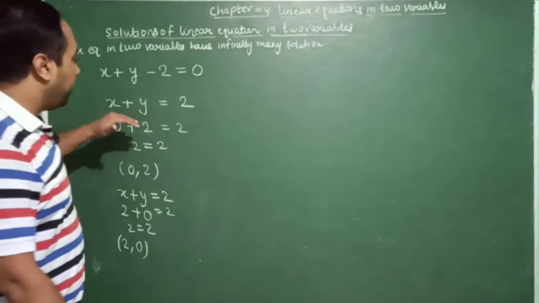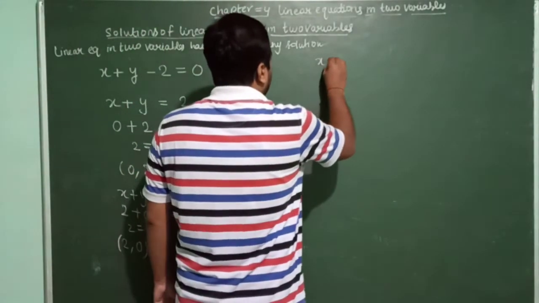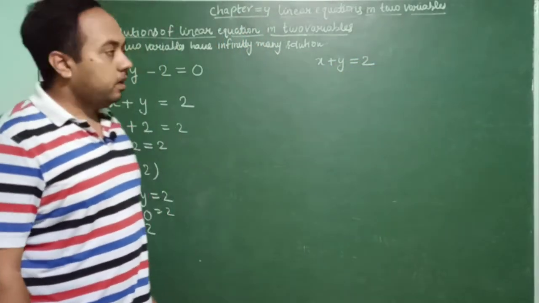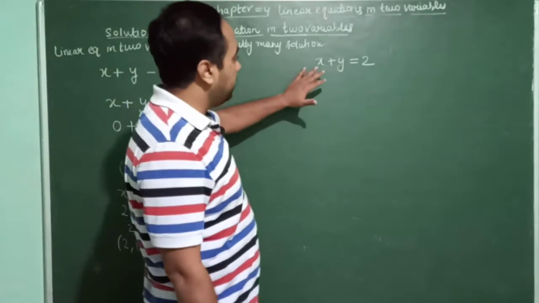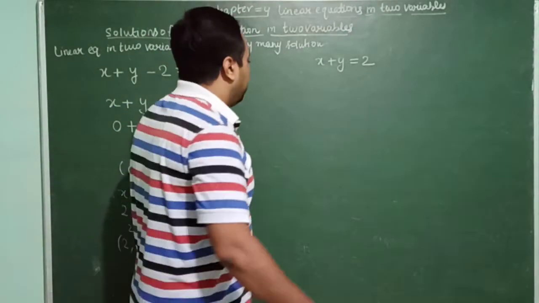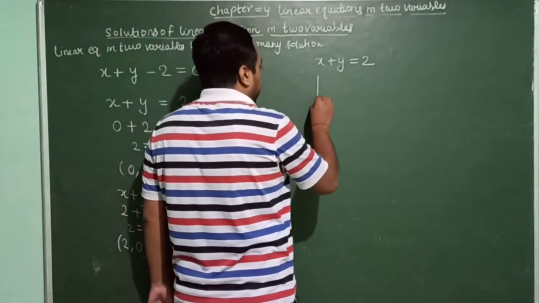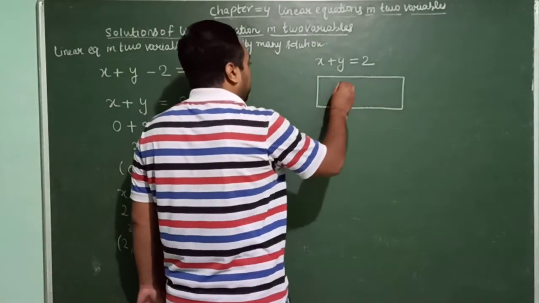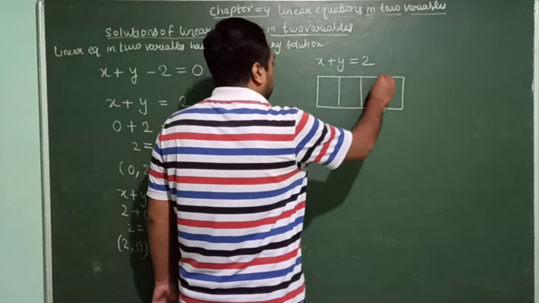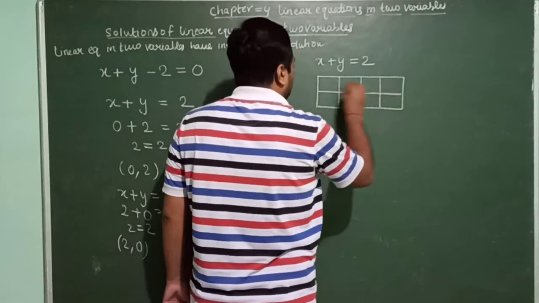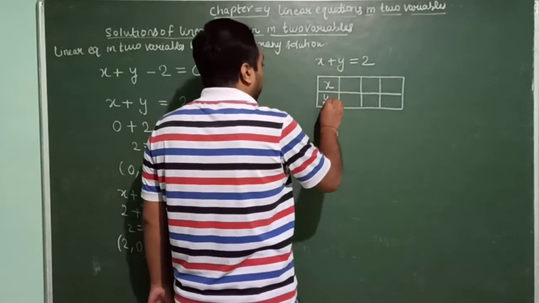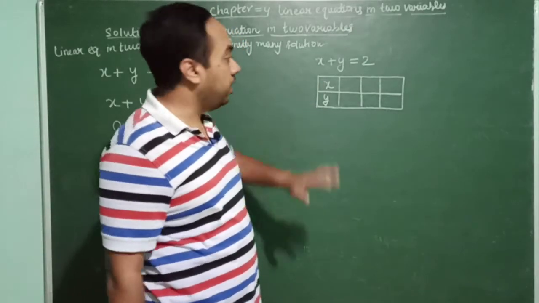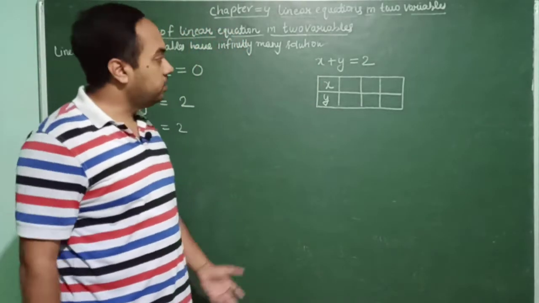देखो, फिर से मैं यही इक्वेशन लिख रहा हूँ x plus y equal to 2, ठीक है. Now again suppose if you want to find the solution, the other method is like this. First draw a box like this और इस बॉक्स में partitions कर दीजिए like this. Write x over here and y over here. This is the x coordinate and this is the y coordinate. Okay, now we are going to find solutions over here.